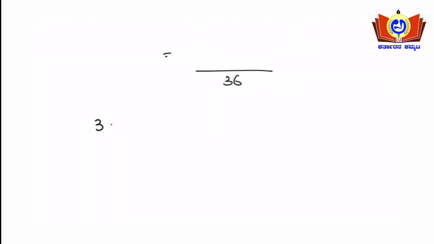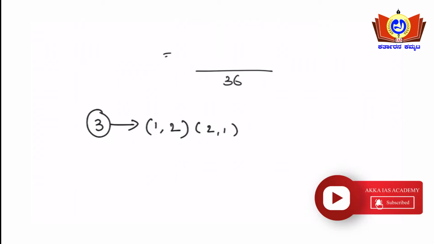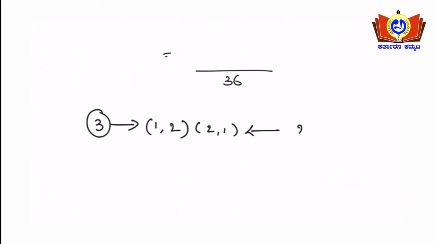For 3, the dice should be showing 1 and 2, or else 2 and 1. To count, the total count should be 2. So the dice should be showing 1 and 2 or 2 and 1. These are the different types of cases. So to get 3 there are 2 possibilities, and to get 5 how many possibilities are there?